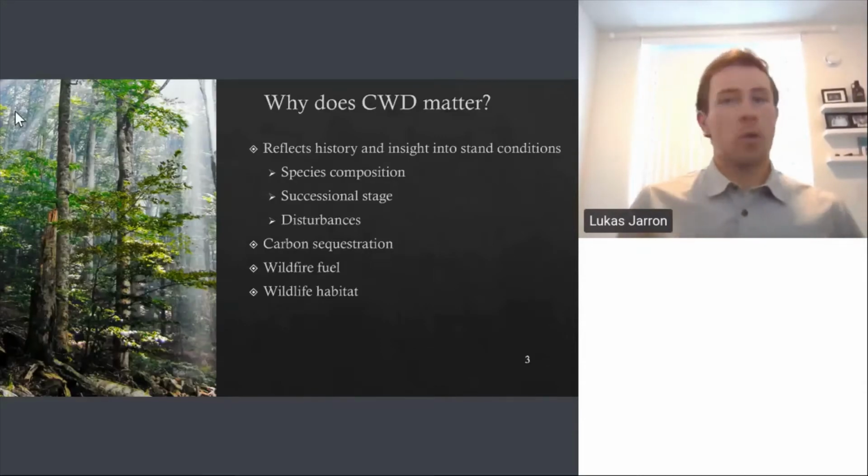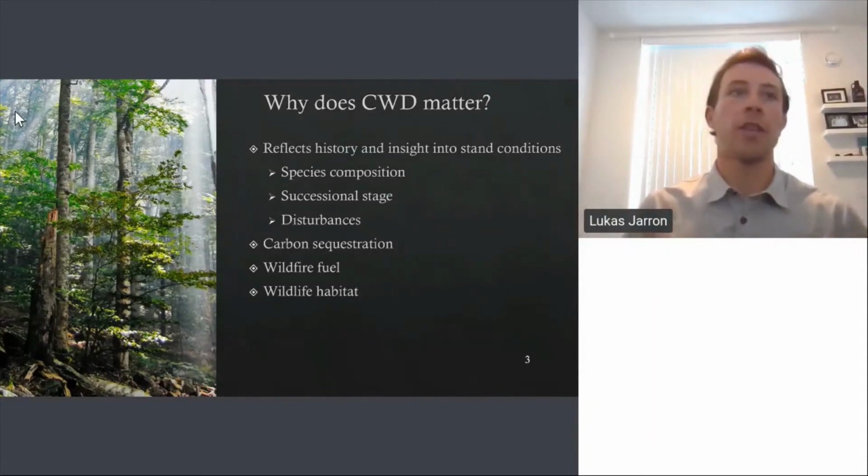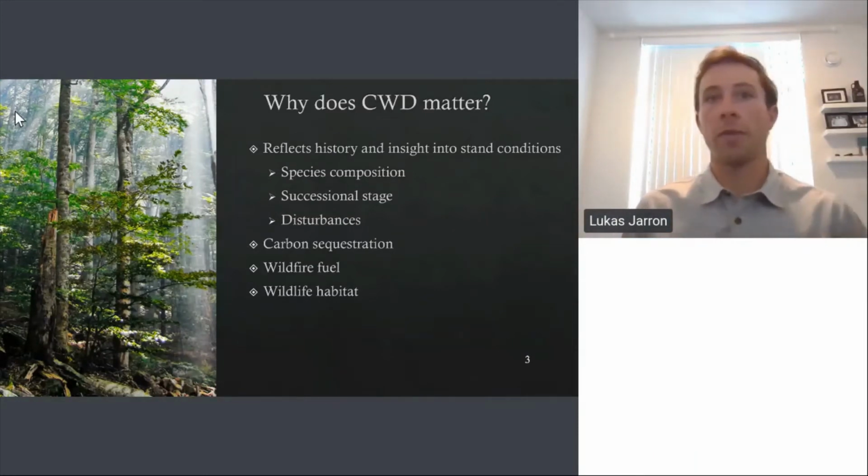So to start, what is coarse woody debris and why does it matter? It's a little bit more than just logs on the ground. Every tree that's grown up in a forest stand will eventually fall over, whether that's from old age or a disturbance of some sort. It then falls on the forest floor and becomes part of the forest ecosystem. And these big fallen logs on the ground can actually reflect the history of the stand, giving a little bit of insight into the stand conditions, namely the species composition, what successional stage the forest is in, and any past disturbances that may have disturbed this particular stand.